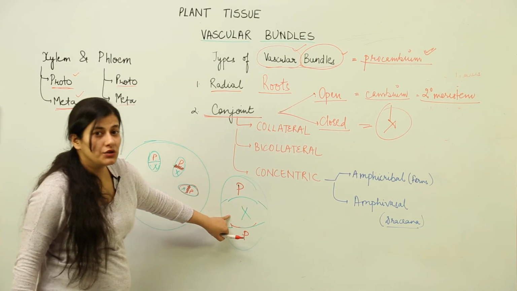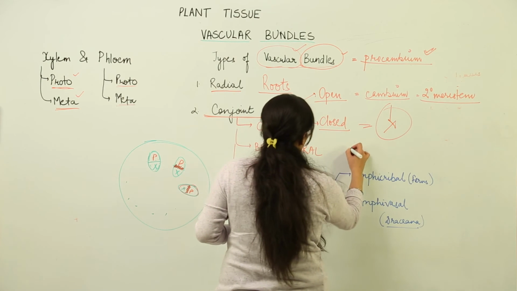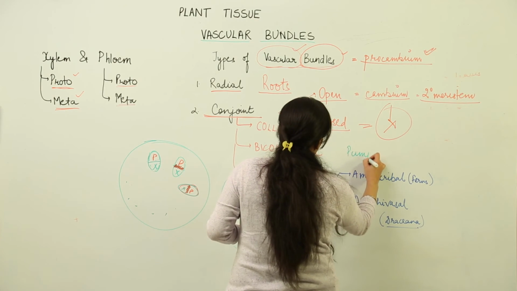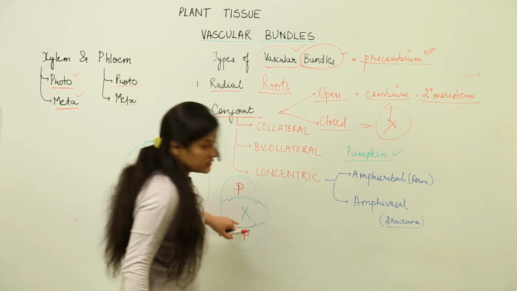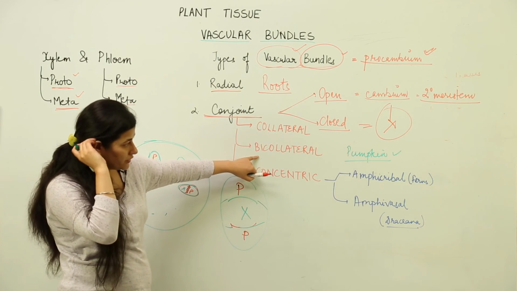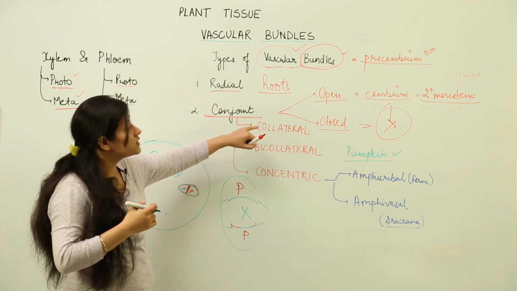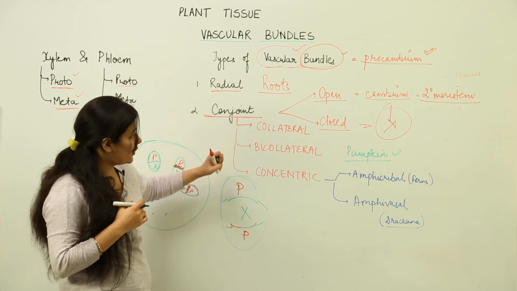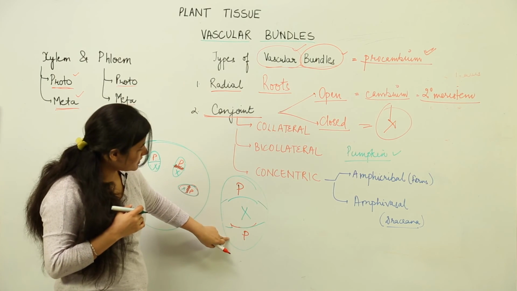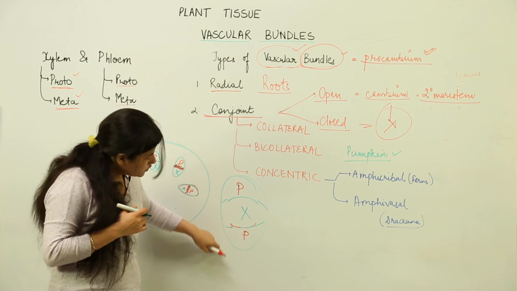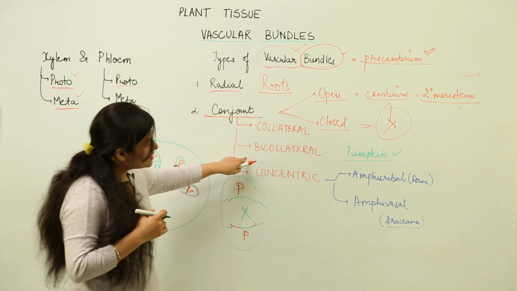It is seen in cucurbitaceae. You know pumpkin? Pumpkin would have such a bicollateral vascular bundle, which would be of course closed because pumpkin does not show any secondary growth. So you have xylem which is surrounded by phloem on both the sides towards the periphery as well as towards the pith. So such an arrangement is bicollateral.